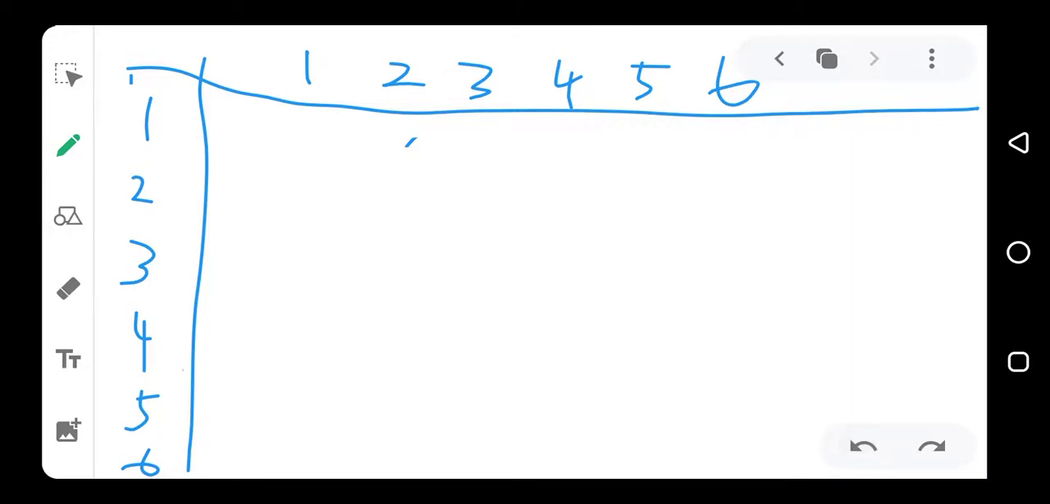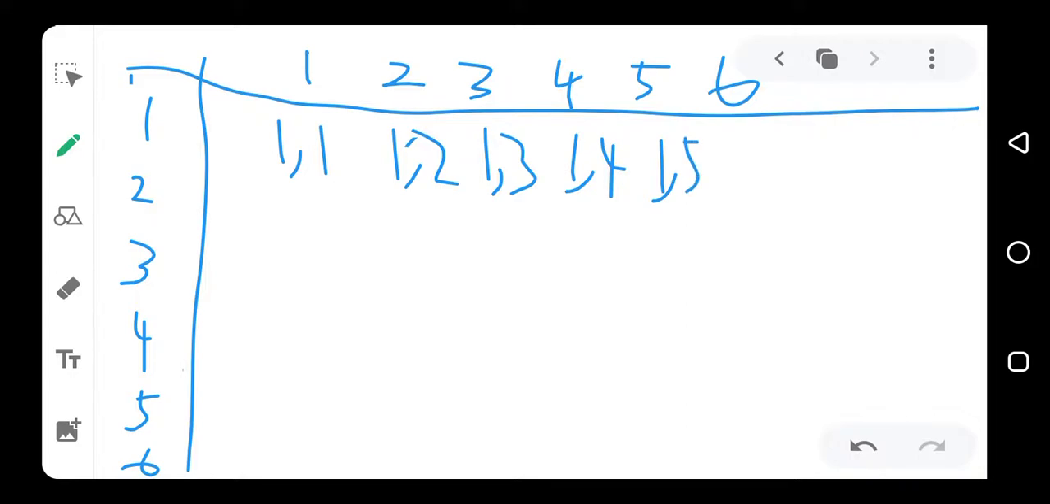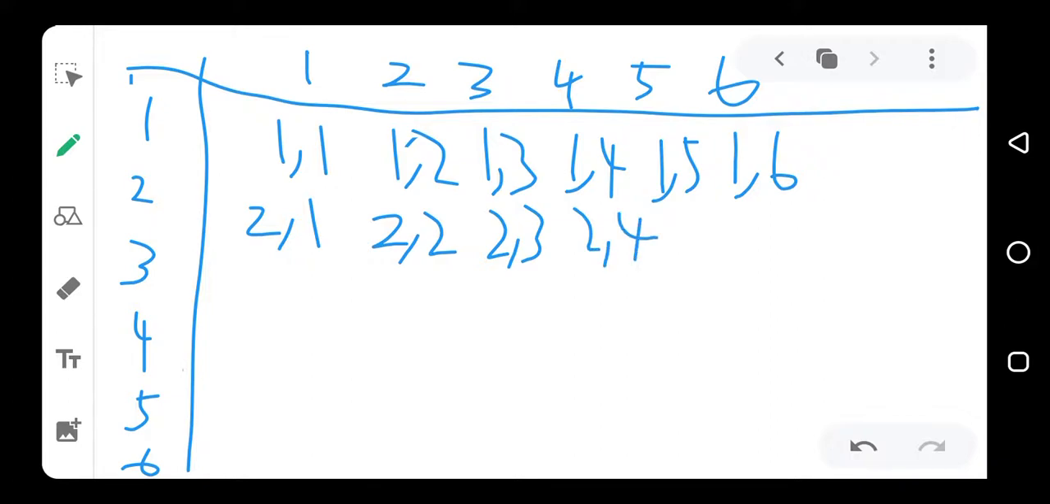Now that becomes, for here we have 1 1, 1 2, 1 3, 1 4, 1 5, 1 6, 2 1, 2 2, 2 3, 2 4, 2 5, 2 6.